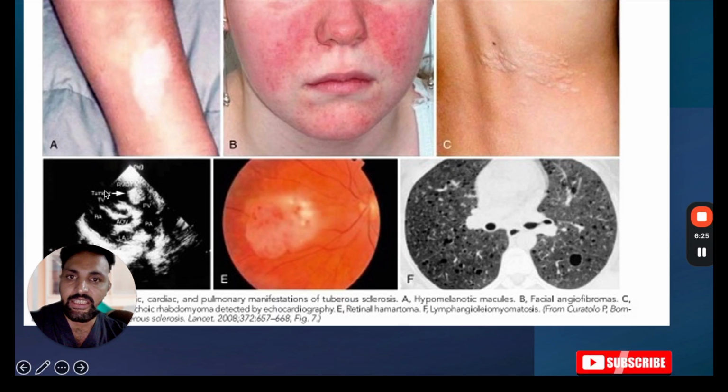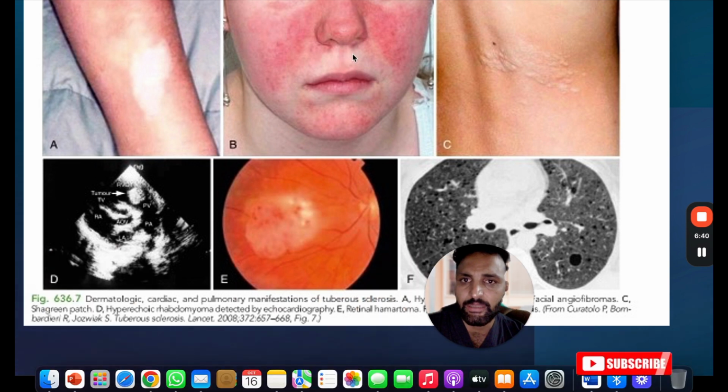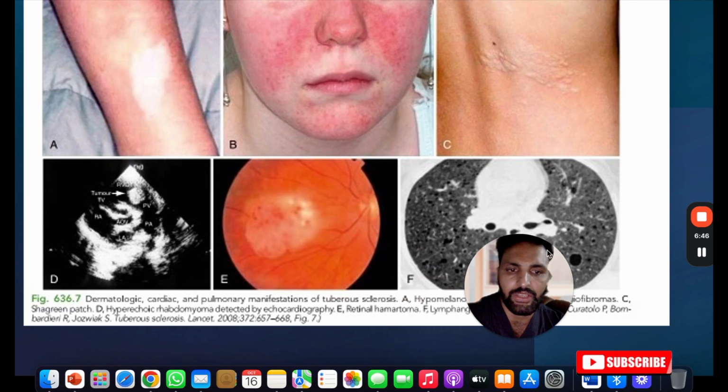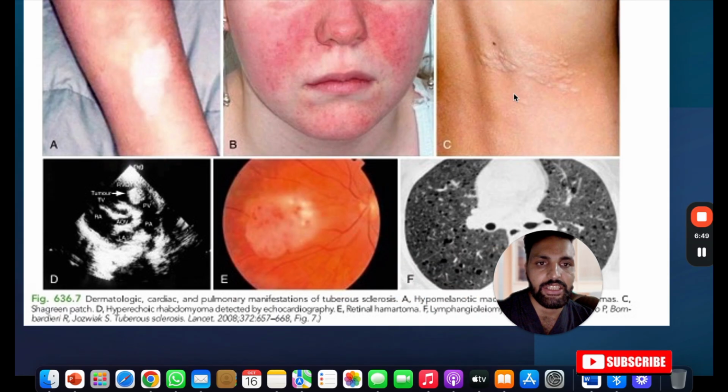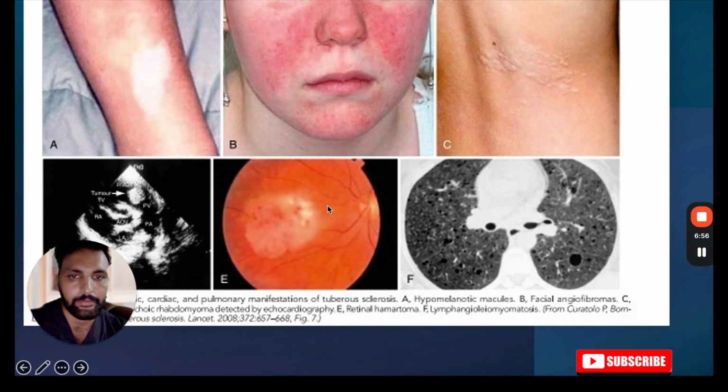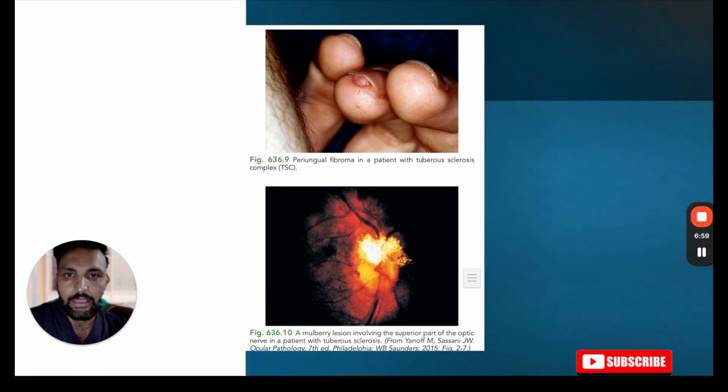Okay, so these are the signs of tuberous sclerosis: hypomelanotic macule, and this is facial angiofibroma. The second one in picture B is also facial angiofibroma, and in C, this is shagreen patches. This is periungual fibroma in a patient with tuberous sclerosis, and a mulberry lesion involving the superior part of the optic nerve in a patient with tuberous sclerosis.